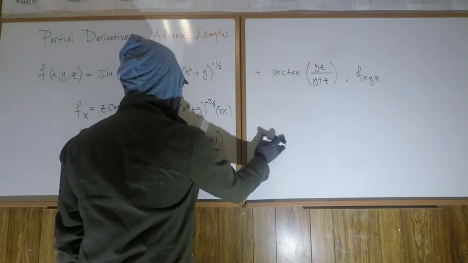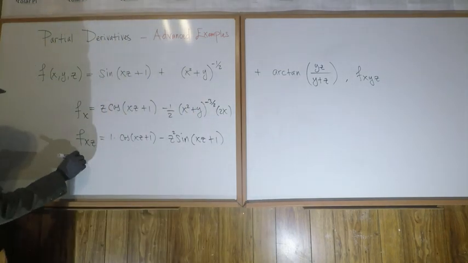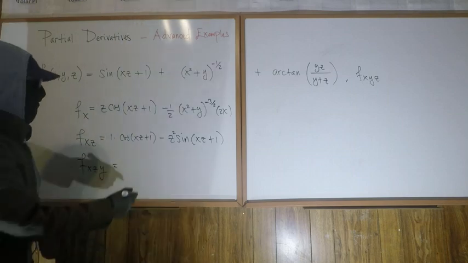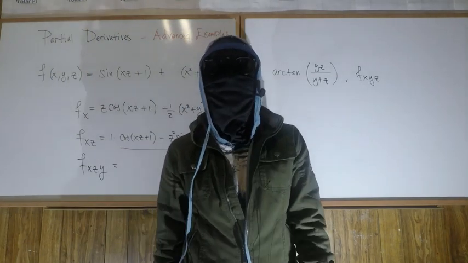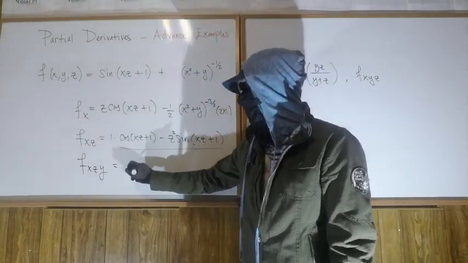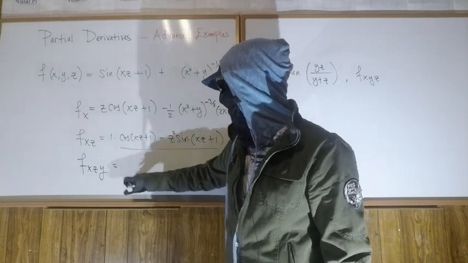Okay, now finally we do fxzy. Got it. Do you see a y here? I see no y. Do you see a y? I see no y. And therefore, 0.